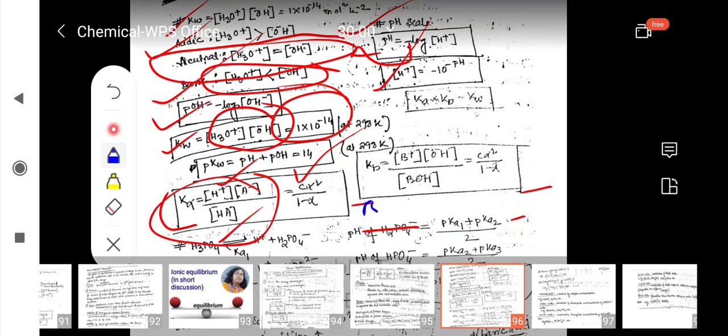Now we consider a base. For the base BOH, there must be equilibrium giving B plus and OH minus, right? So the numerator is the concentration of products by the concentration of reactant. So Kb, the dissociation constant of the base, is equal to concentration of B plus into concentration of OH minus by concentration of BOH. Similarly, we get C alpha squared by 1 minus alpha.